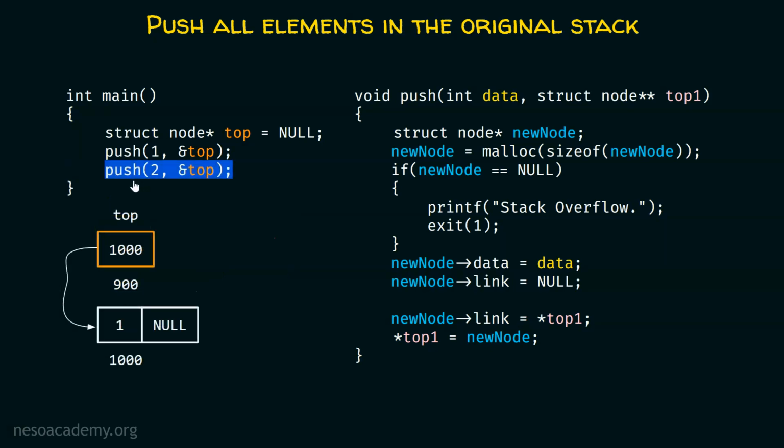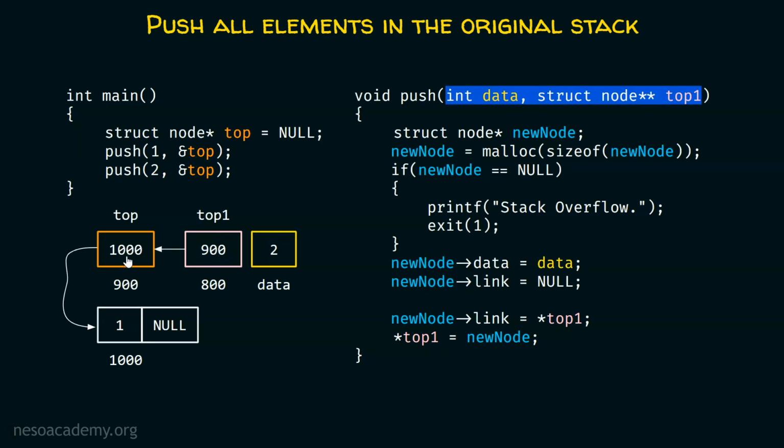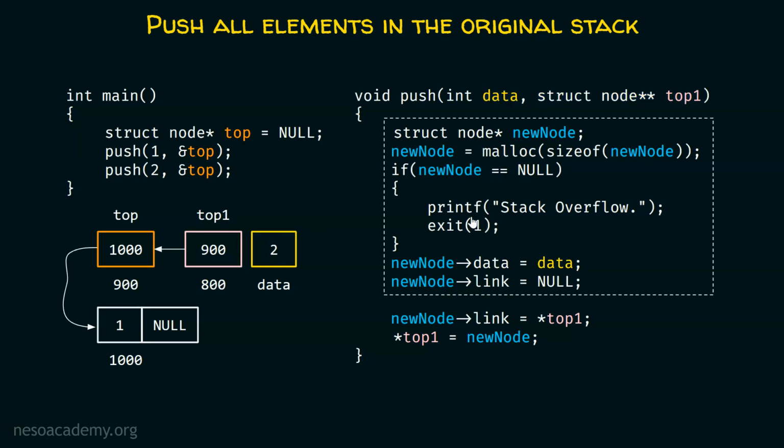Now let's call the push function one more time, and this time we will pass 2 to the data variable and the address of the top to top 1 pointer. We know the address of top is 900. Therefore, top 1 is still pointing to this pointer, and data will receive this value 2 after this call, right? Now, with the help of this piece of code, we would be able to create a new node. And you can see that currently new node pointer is pointing to this node. The address of this node is 2000 and the value stored in this node is 2.